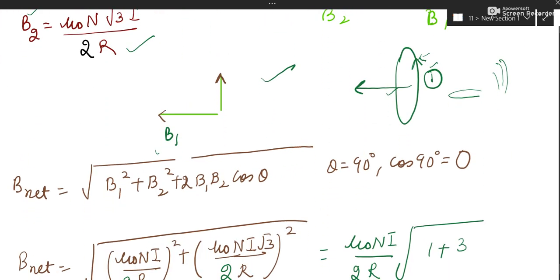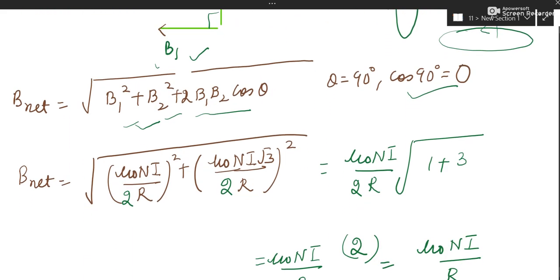Now coming to the next. The next loop is kept like this on the surface of the desktop and this is the current. Keep your curls, and you will see the thumb is coming like this. So this is my next magnetic field. Whenever magnetic fields are like this, we use the parallelogram law of vectors: B1 square plus B2 square plus 2B1B2 cos theta. Theta is 90, cos 90 is 0. Substitute. One has current I and the second has I root 3.